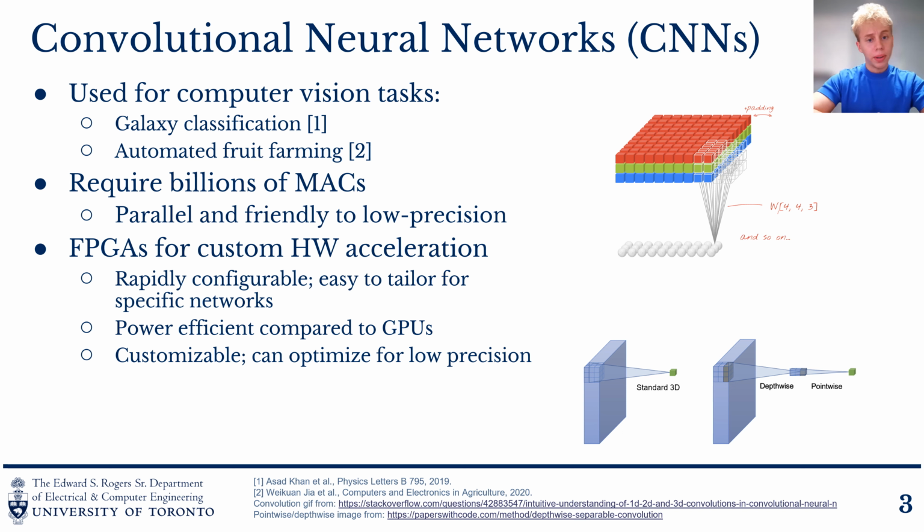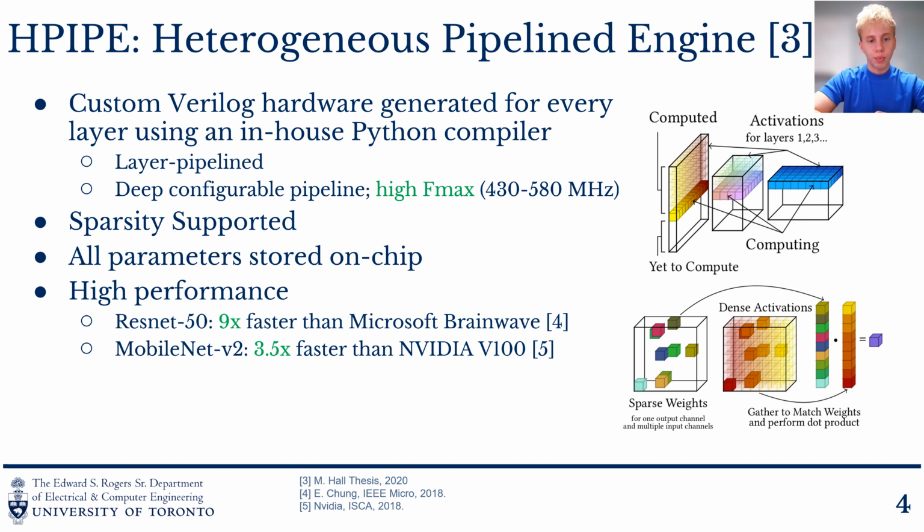We support sparsity, meaning we don't store any weights that are close to or equal to 0, and we don't do these computations either, so we can achieve higher performance through this. We store all parameters on chip, and HPIPE outperformed all prior work at the time it was originally published, so it was 9 times faster than Microsoft Brainwave and 3.5 times faster than the NVIDIA V100 AI-optimized GPU.